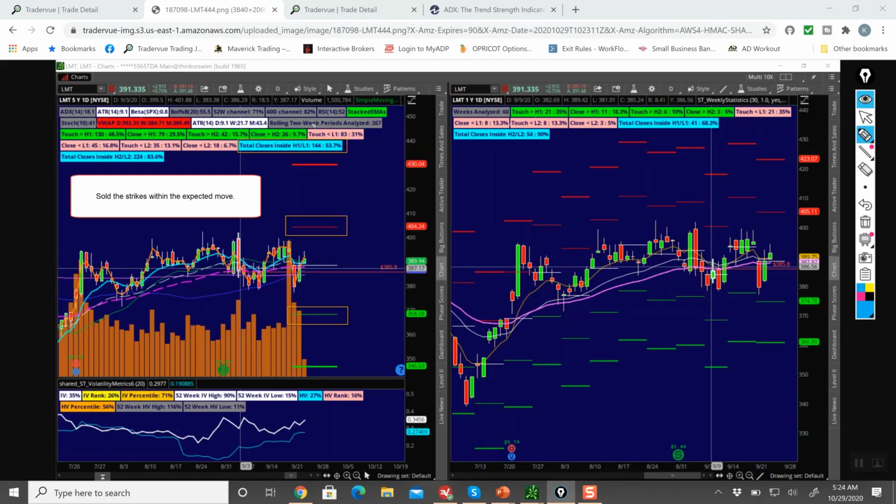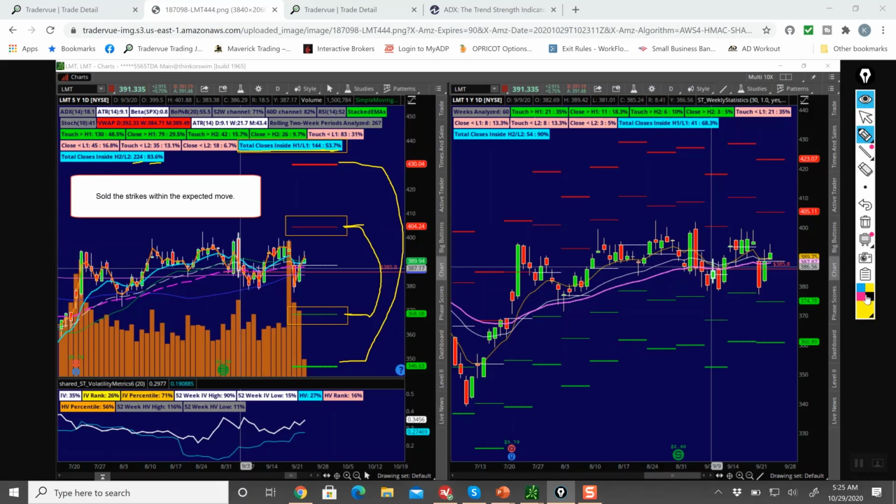And what is it telling me? Well, first we'll look at the blue one because that's what I look at. So total closes inside H1 and L1 is done 144 times, and it has happened 53.7% of the time. So roughly 54% of the time, it closes between these two levels. And now you have H2 and L2. It has closed inside them 224 times, and it happens 84% of the time.